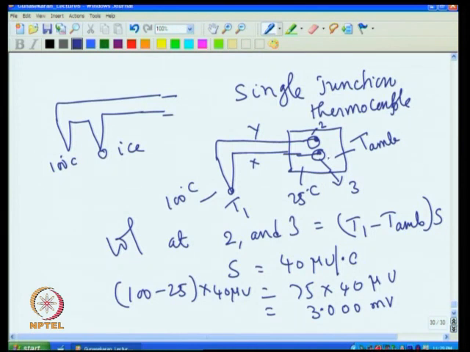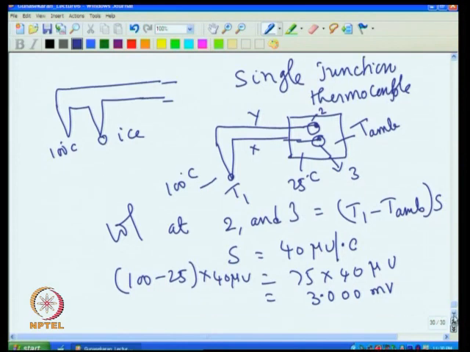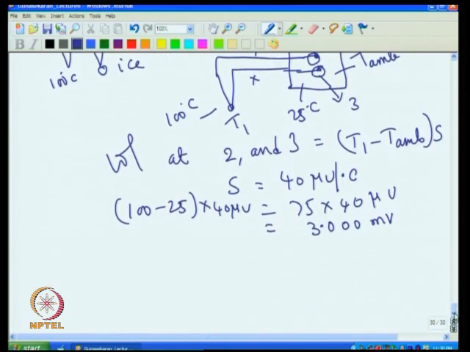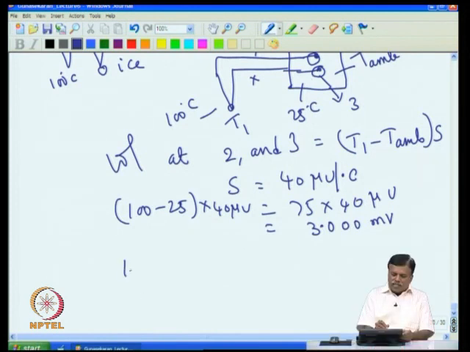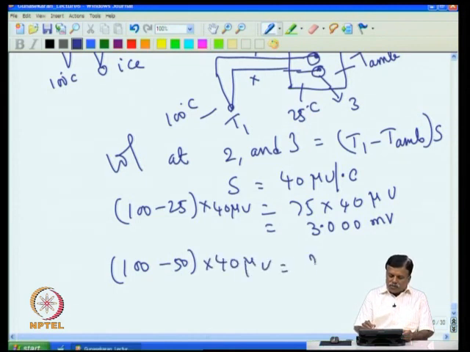Of course there is no issue, because we have now eliminated one junction; we have only one junction terminated at room temperature. So ice is no longer required. But the problem is that if the ambient temperature changes, suppose the room temperature changes, then you will have a problem, because we are terminated at room temperature. Suppose the room temperature goes to 50 degree. Then the same 100 degree at T1, which is continuously 100, but the room temperature has changed from 25 to 50 degree, will give you only 50 times 40 microvolt, that is only 2 millivolt.